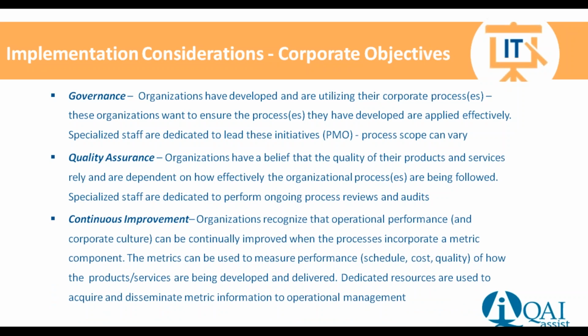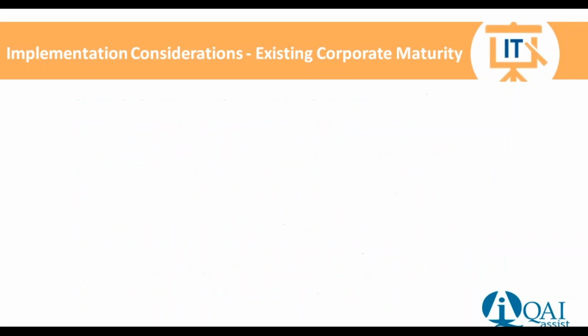And another objective would be the continuous improvement. Some organizations recognize that the operational performance and the corporate culture can be continually improved upon when the processes incorporate a metric component. So the metric component is built into the process. And these metrics are used to measure performance, i.e. the schedule, the cost of the quality, of how the products and the service are being developed and delivered. And there's going to be dedicated resources used to acquire and disseminate this metric information to operational management. So these are some of the high-level corporate objectives as far as what process is and how it may be of benefit to these organizations.